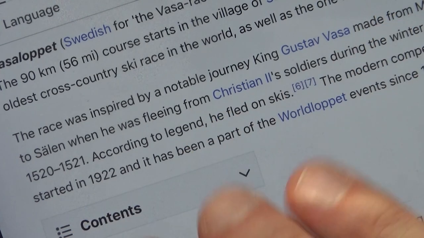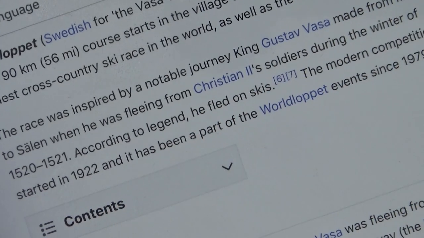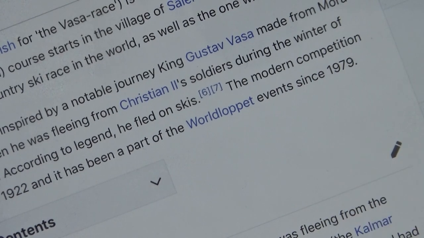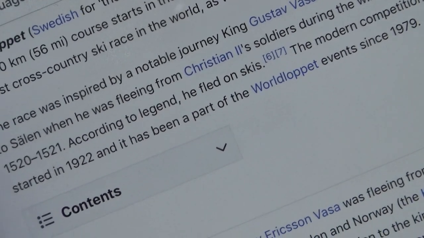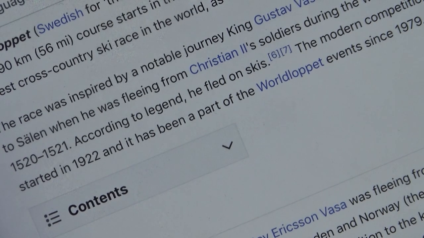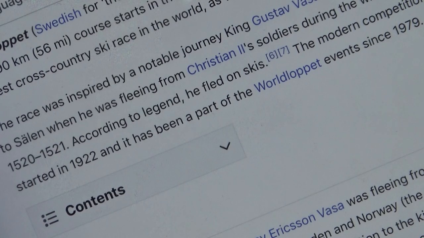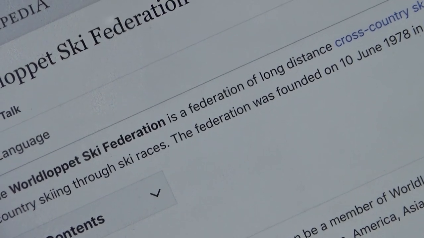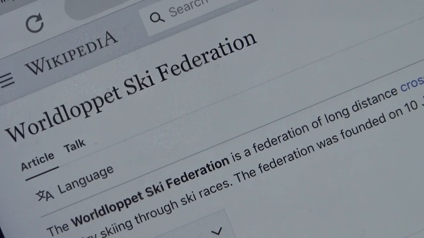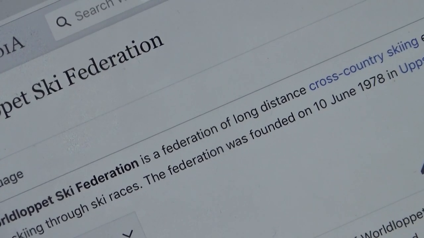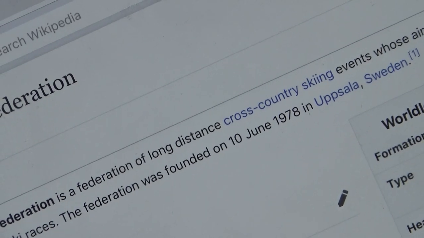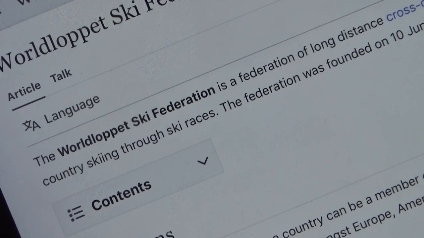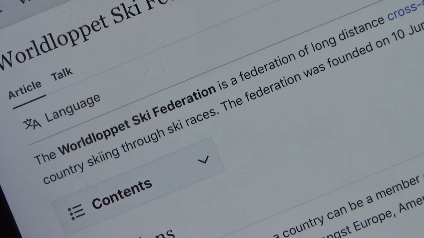Or a legend, might be just a legend. According to legend, he fled on skis. The modern competition started in 1922 and it has been part of the World Loppet events since 1979. I don't know what World Loppet is. The World Loppet Ski Federation is a federation of long distance cross-country skiing events whose aim is to promote cross-country skiing through ski races. Okay.